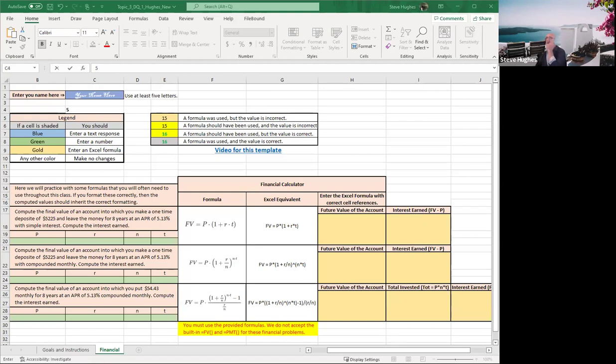Hey guys, here we are again back for another DQ. This is topic 3 DQ1, new and improved. Okay, so as always, let's check out our goals and instructions.